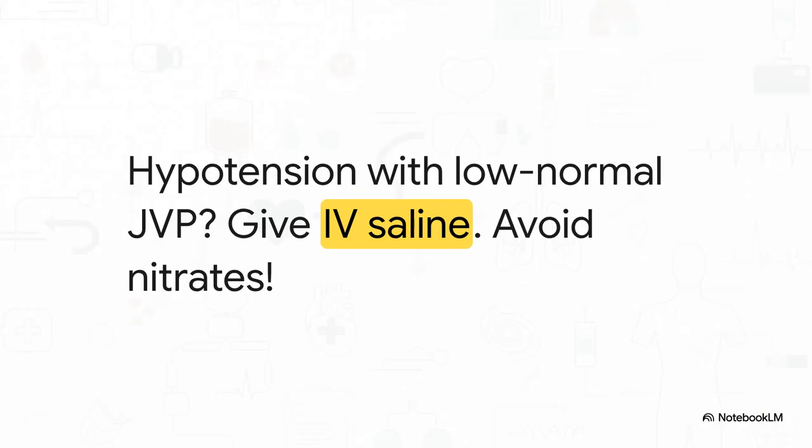So the crucial point is this major exam trap. A patient with a right ventricular MI presents with marked hypotension and low normal JVP. Why? Because they have an incredibly high sensitivity to intravascular volume depletion. The next best step here is to give an IV saline bolus. You absolutely must avoid nitrates and preload reducers.